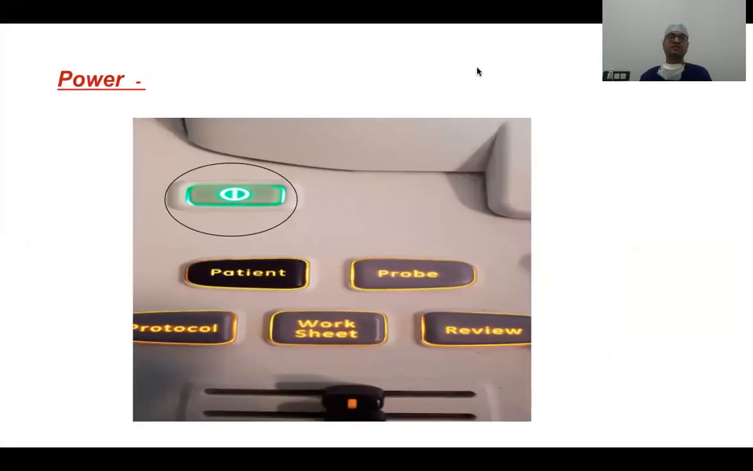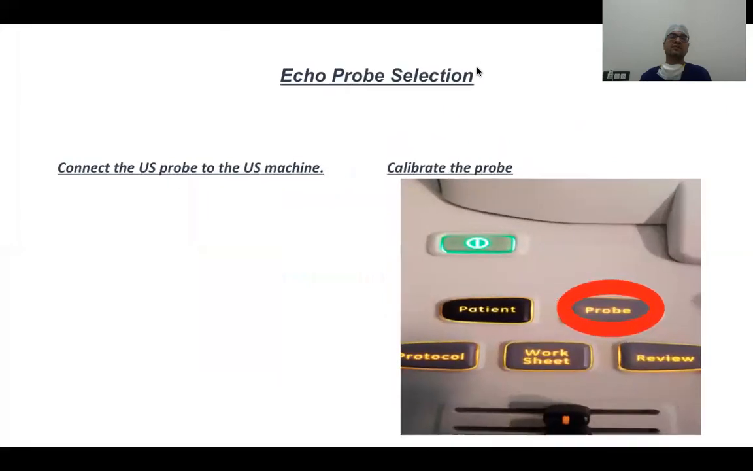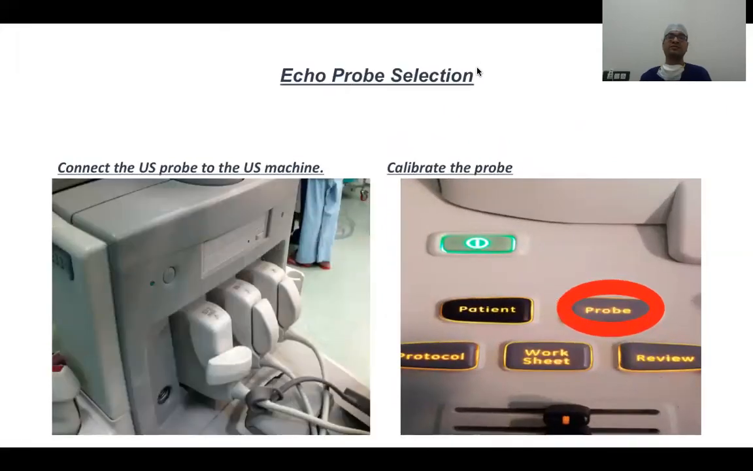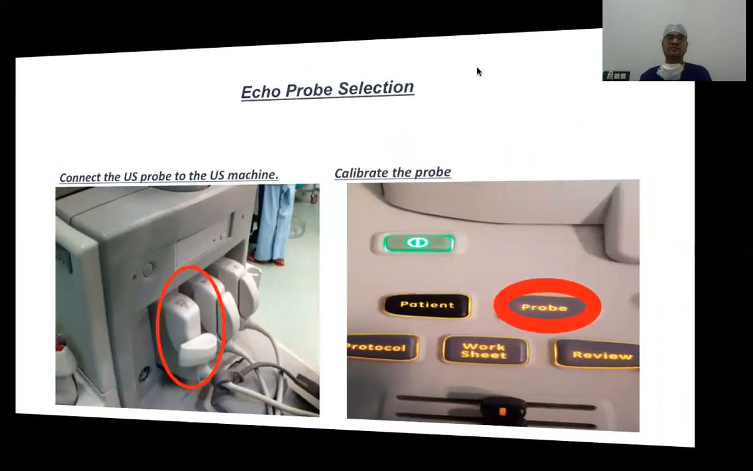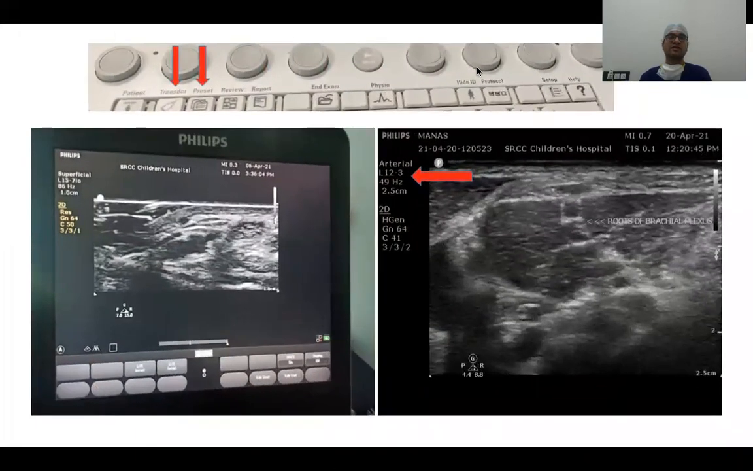So to start with, there is a power button which is used to switch on your ultrasound system. With the backlight on, it suggests that the system is on. The next is connection of the probe and calibration of the probe. The probe should be properly connected, and after connection, it should be calibrated. So here we can see L12-3 and L57I10 are the probes which are connected and calibrated, and the calibration can be internal. Here you can see the internally built algorithm calibration of the system where arterial and superficial are chosen.